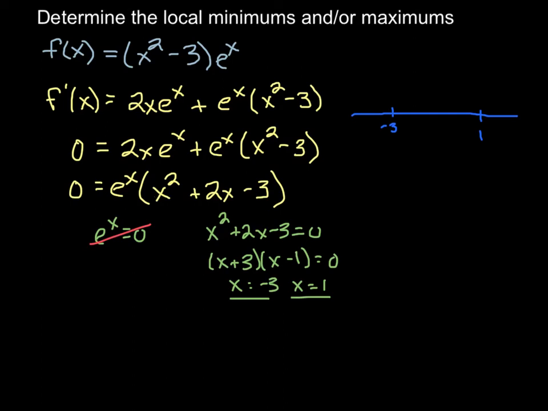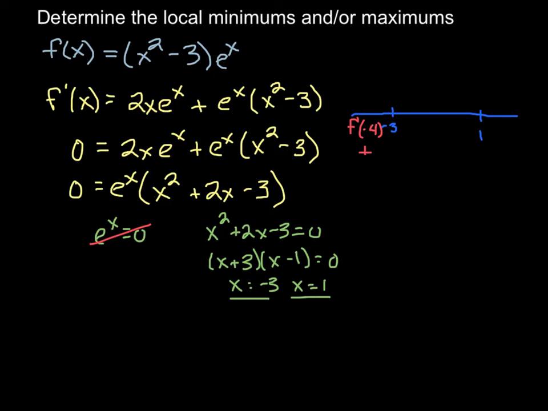Alright, so now I'm just going to test some numbers. I'm going to first test this interval right here. So I'm going to pick a number that's less than negative 3. I'm just going to test negative 4. We're going to plug that into the first derivative, and if it's negative, it's decreasing. If it's positive, it's increasing. If you plug negative 4 into the first derivative, you would get a positive number.